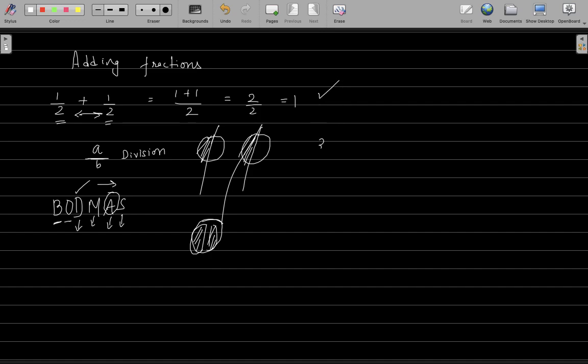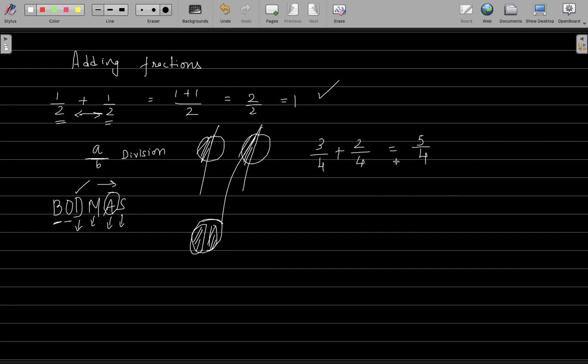Suppose I give you 3 by 4 plus 2 by 4. That means I am dividing one whole object into 4 parts and I am considering 3 parts of it. I am dividing another whole object into 4 parts and I am considering 2 parts of it. Now when I add this, I get 5 parts of 4.